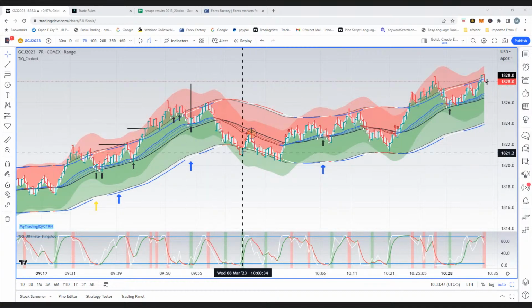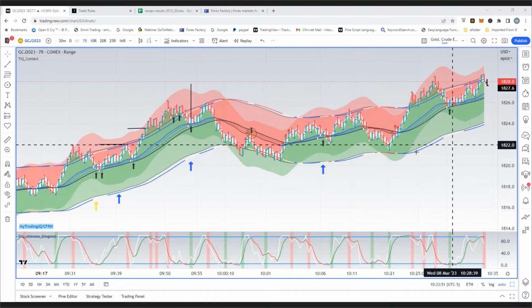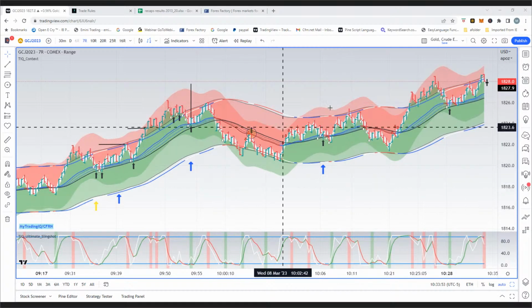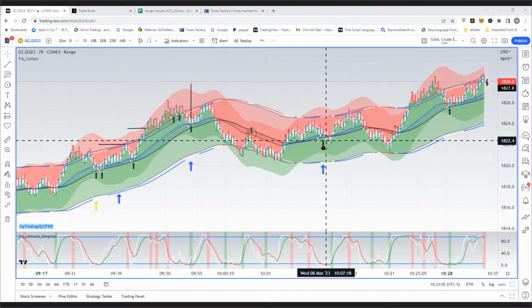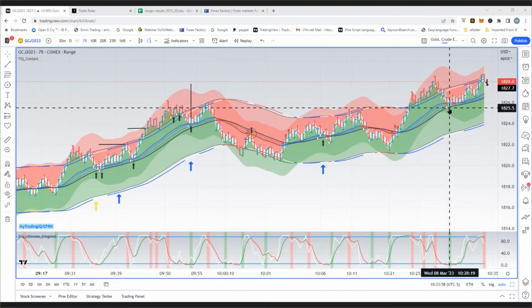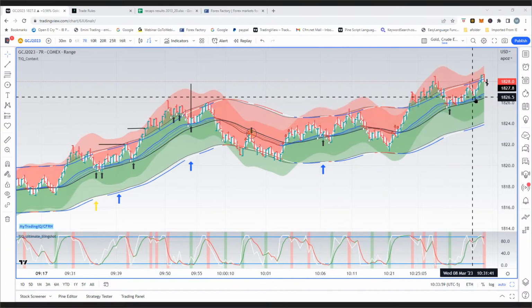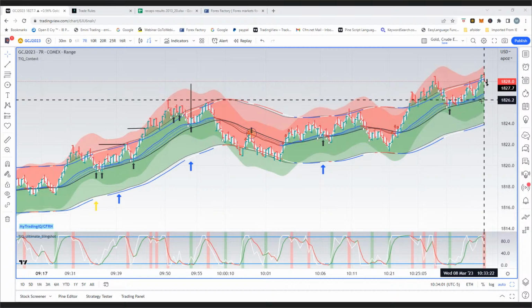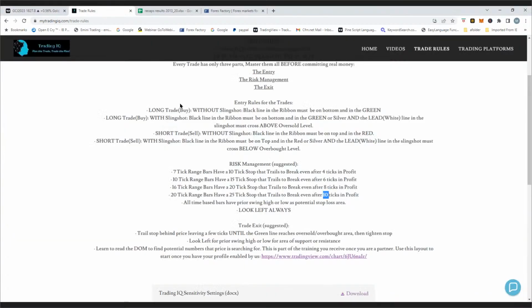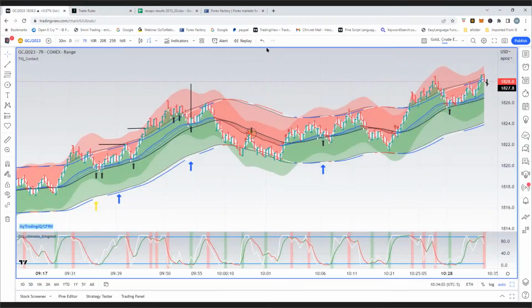It does the same thing on the downside as it does on the upside, right? And this is just a random look at it, but you see how the arrows are triggering wherever a good opportunity for trade is. This was actually an opportunity for trade right here. When you look at this right here, it's a long trade without the slingshot right there. That's what this is. Long trade without the slingshot.